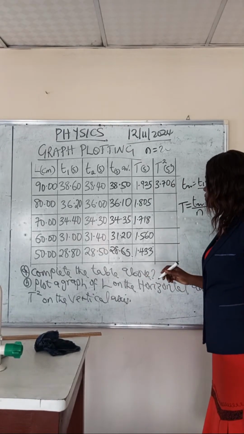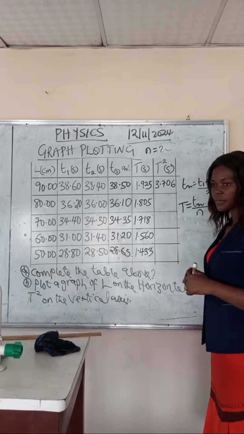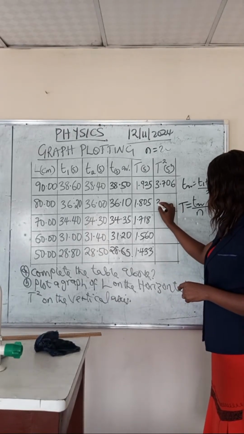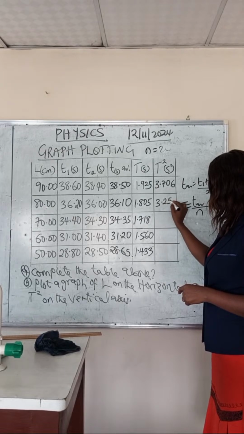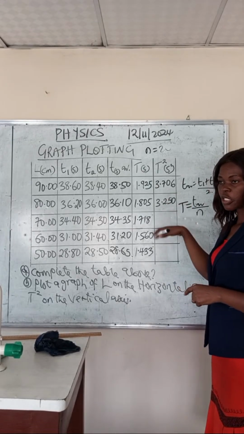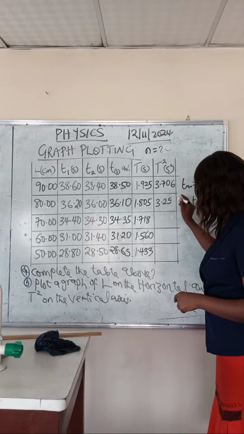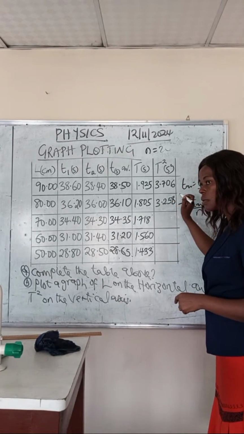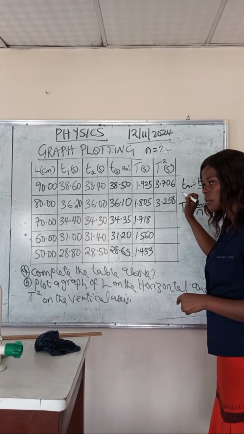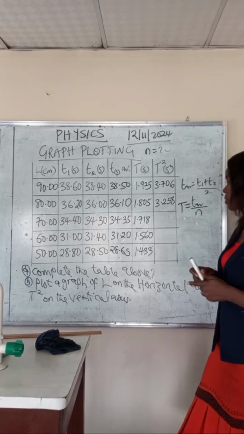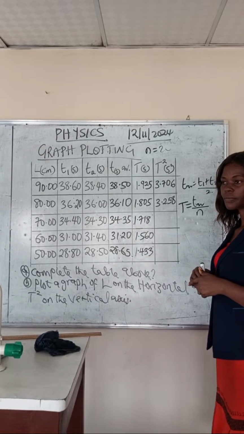1.895. 3.25. No, 3.258. Yes, but approximately it's 8 there. 3.2580. It's okay now. Alright.